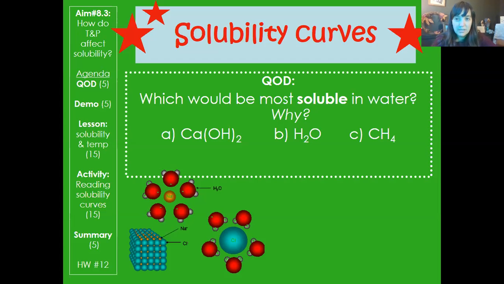So when we're thinking most soluble, we're thinking like dissolves like. So water is polar. So the thing that would dissolve best in water would be something else polar, or something that's ionic. So this first one, calcium hydroxide, is ionic. So that would be the best choice. Water in water is actually not a solution. That would just be a pure substance. And CH4, if you can picture that, that's a non-polar molecule. So it would not dissolve well in something polar like water. The best option is A, calcium hydroxide, because it's ionic.